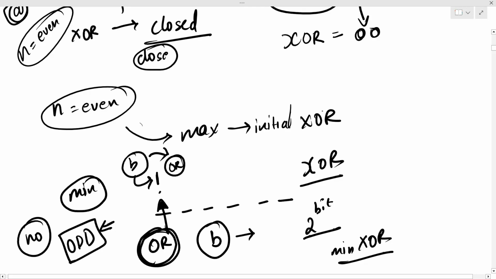Can you repeat it once, maybe by giving some example? Okay, yeah, I'll take an example. So first, let me explain this minimum XOR part again.